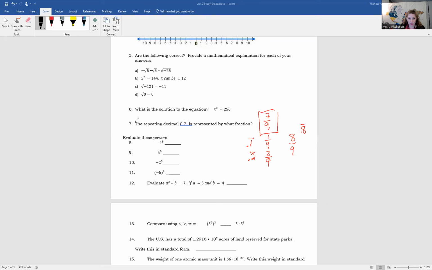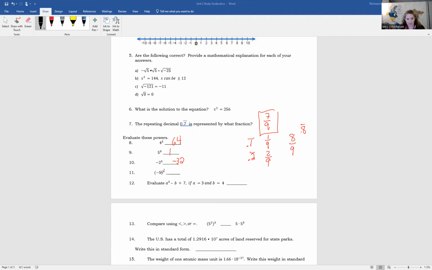All right, number 8, what is 4 cubed? 4 cubed is 64. Number 9, what's 5 to the power of 0? Anything to the power of 0 is 1. Number 10, negative 2 to the 5th power. Anytime that negative sign is not in parentheses, the final answer is negative. So then we're just saying, what is 2 to the 5th power? And the answer is negative 32.